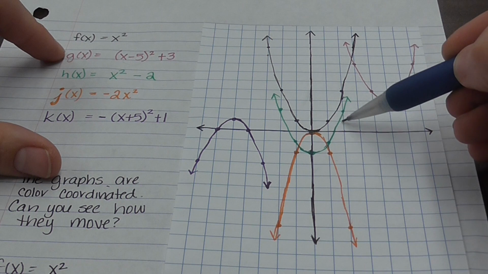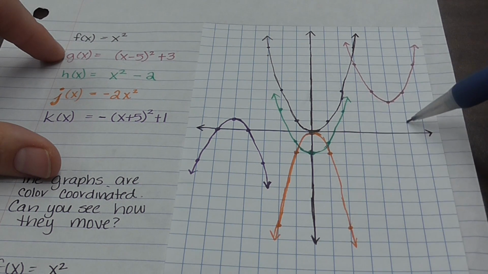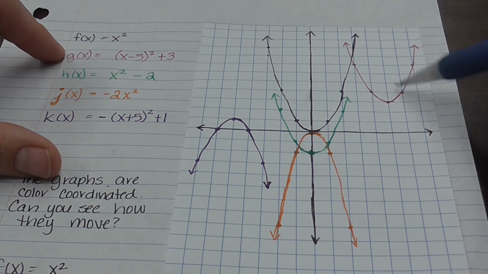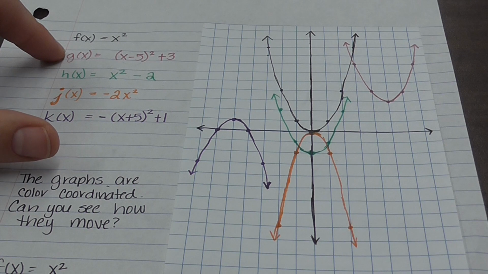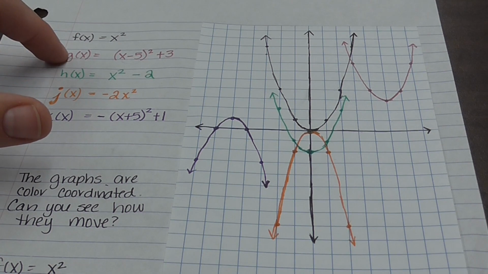Draw a dot. 1, 2, 3, 4, 5 and up 3. Drew my dot. I did that with each one of the parent function points. That's how I know how to graph this one.